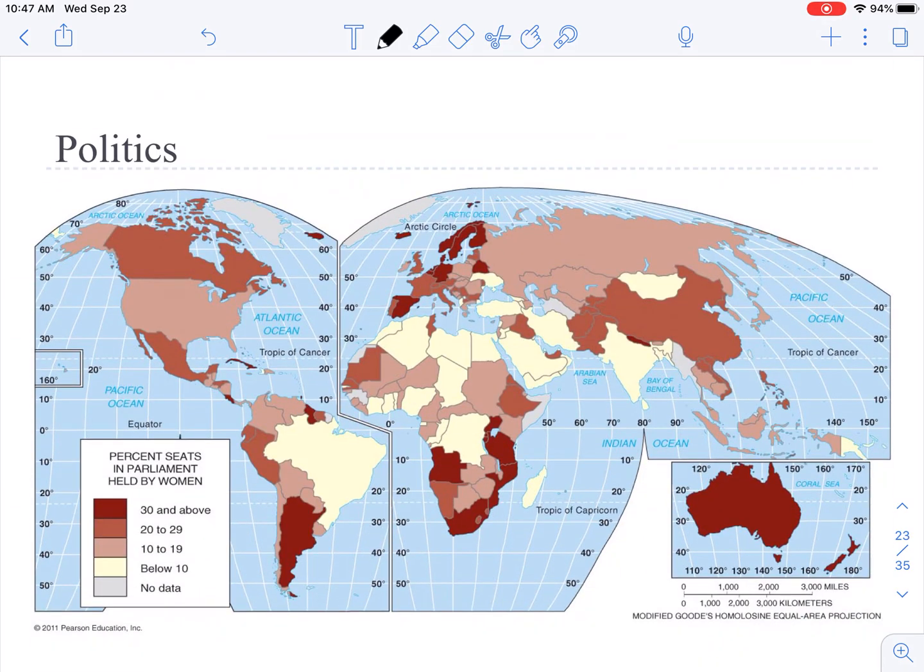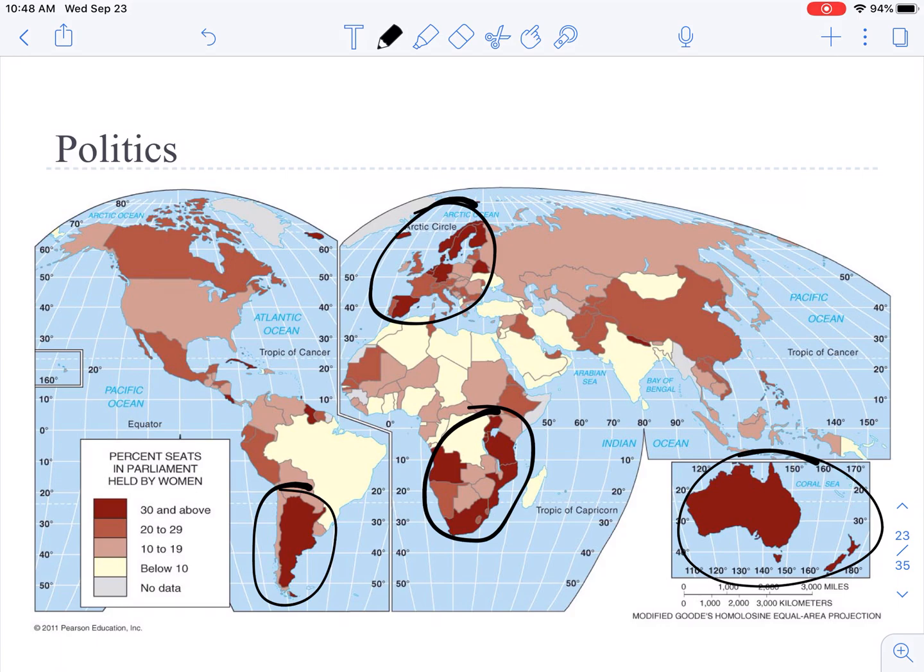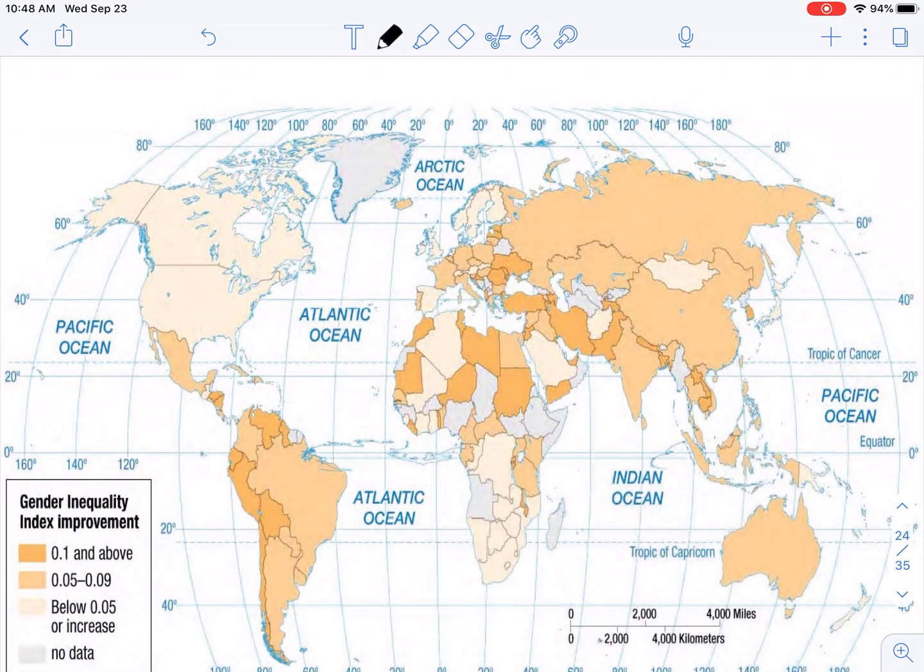In regard to politics, the number of government seats held by men versus women, we find more equality in Europe, the southern part of Africa, Latin America, and Oceania. But interestingly, the United States is lagging behind in this category. If we used only politics as a measure of gender equality, the U.S. wouldn't score well. So that means there is room for the U.S. to improve.